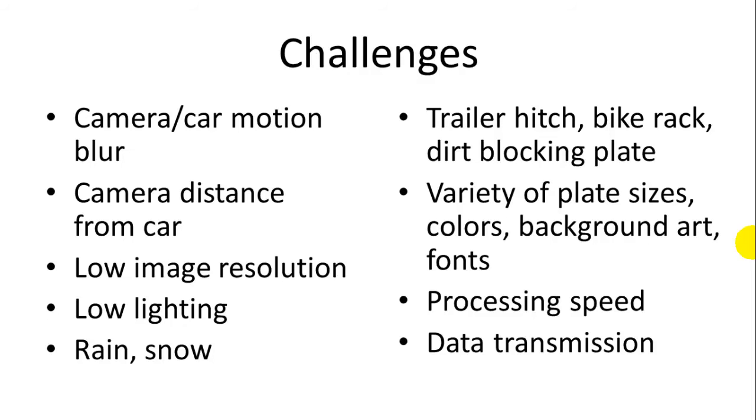Rain, snow, or fog may cause a decreased image resolution. A trailer hitch, bike rack, or dirt, or other things may block the view of the license plate. And there are a variety of license plate sizes, colors, background art, fonts. There are international license plates, motorcycle license plates, government license plates, personalized license plates. There are a lot of different images on a license plate, and these things all present a problem for recognition.